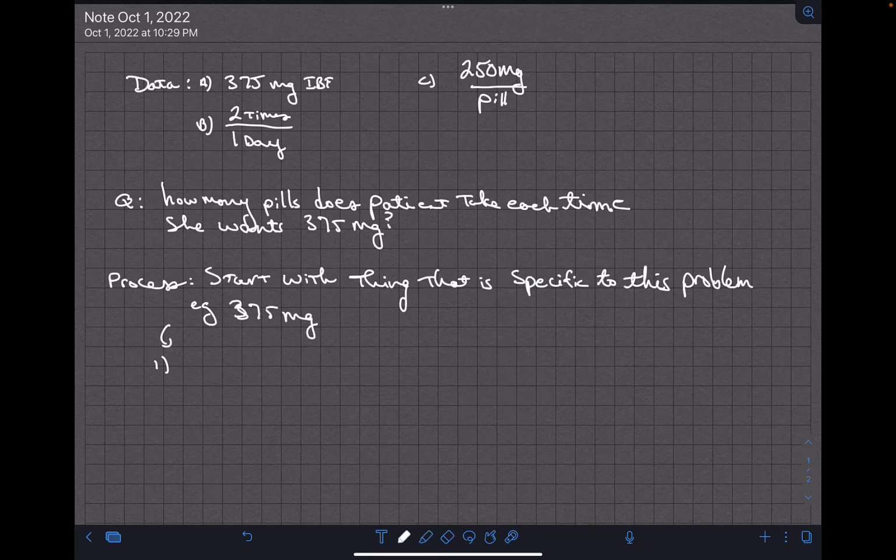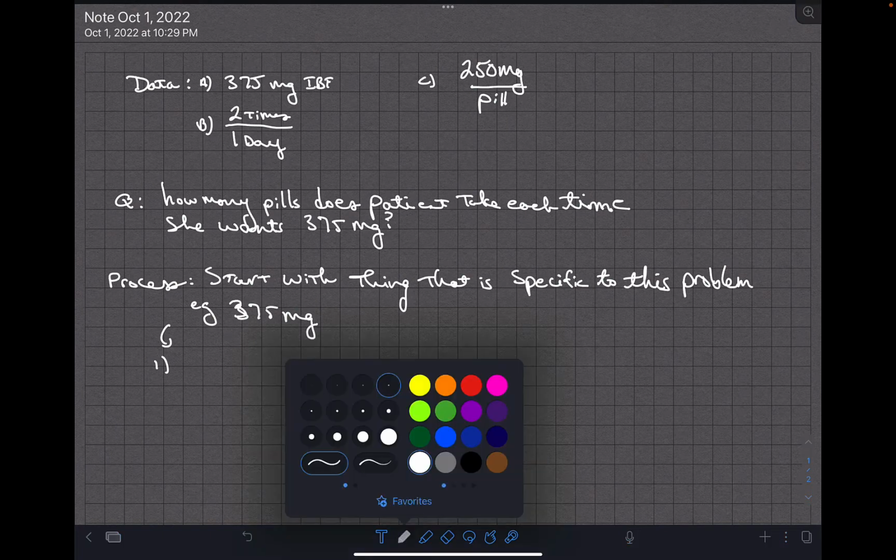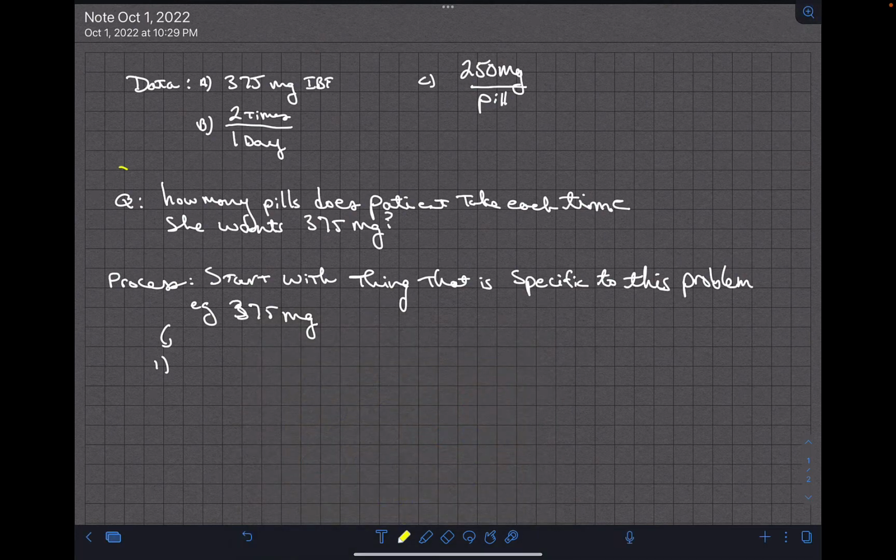Hi, so I have this problem where a student is asking me to help them solve a problem, and it reads something like: the patient needs to take 375 milligrams of ibuprofen. It's 250 milligrams per pill. She has to take it twice a day. So the question is, how many pills? I'll highlight this here. The question is, how many pills does the patient need to take each time she wants 375 milligrams? Well, here's how you do these problems in general.